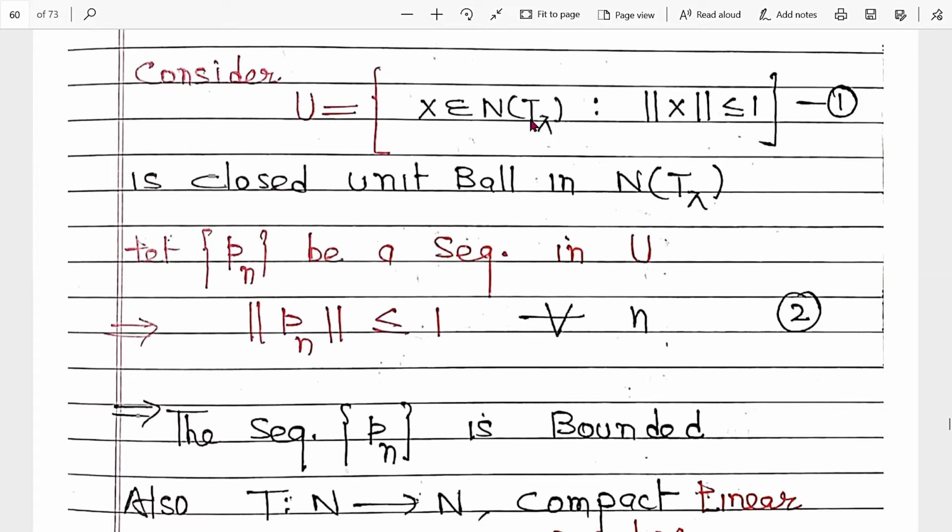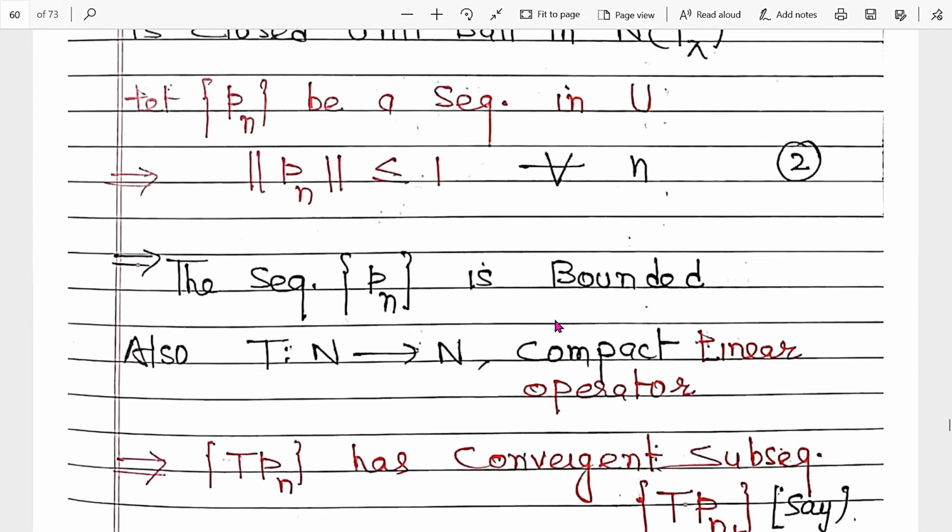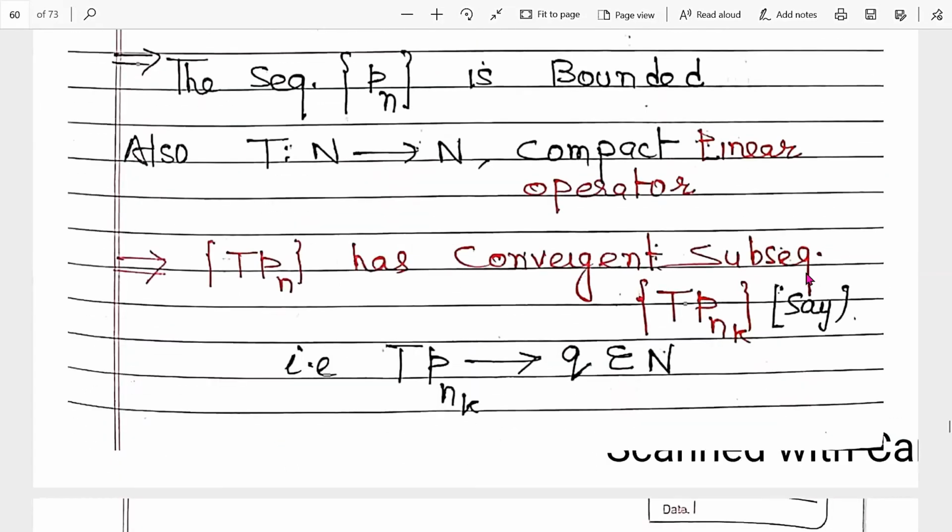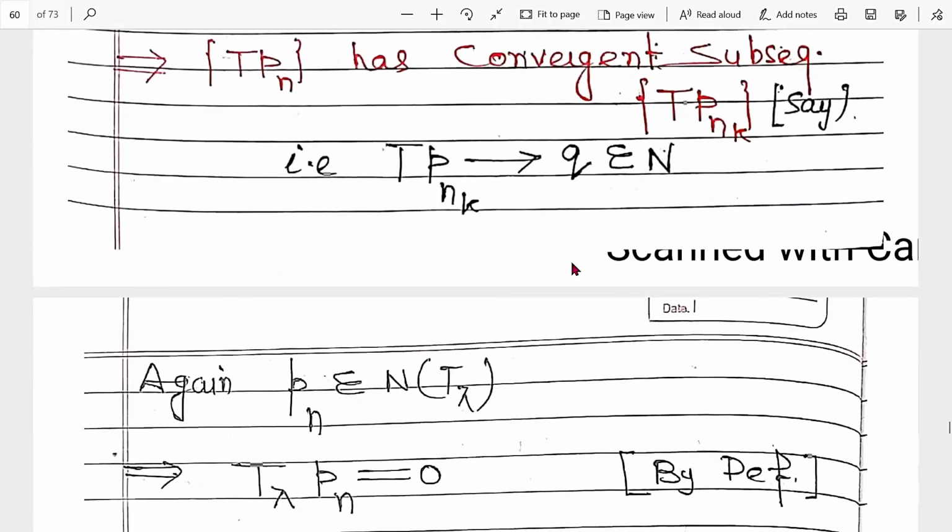The second is that its image under T lambda is 0, right? So norm of Pn less than 1 means this sequence is bounded. If this sequence is bounded, then we can use the definition of a compact linear operator. Since T is a compact linear operator and this sequence is bounded, its image has a convergent subsequence. So we can say that T Pn has a convergent subsequence. Suppose it converges to Q. That is by using the definition of a compact linear operator.